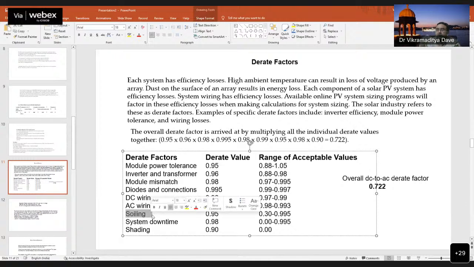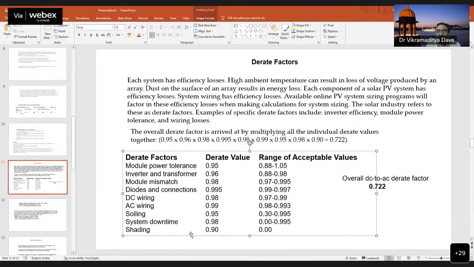Then dirt. Soiling means dirt on the panels. We expect that everything will be clean, but in general what happens, because they are present in the open atmosphere, dirtiness will be there. That will take into account derating factor 0.95. System downtime. Sometimes for cleaning purposes we may shut our system, but it is not shut for more than half an hour, so we also take 0.98.